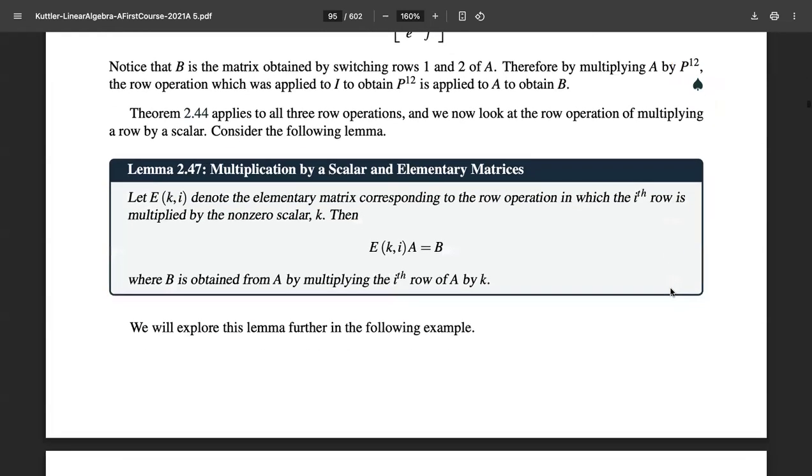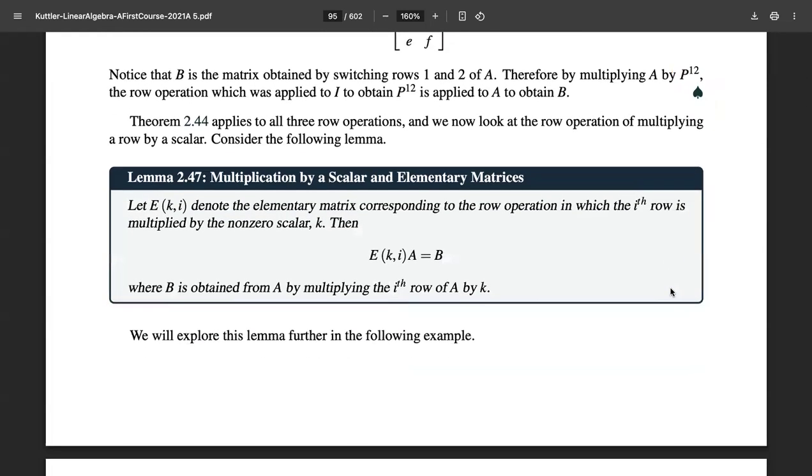So now let's look at multiplying a row by a scalar. I'm going to use this notation. This notation is going to be standard throughout the textbook to denote the elementary matrix corresponding to a row operation where we multiply the ith row by the non-zero scalar k.